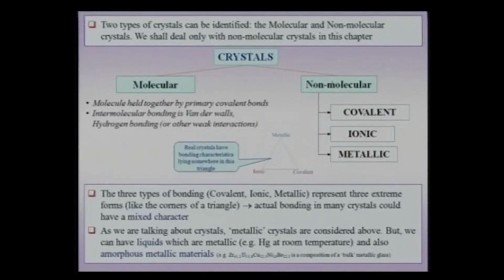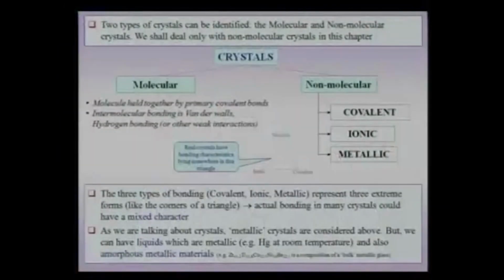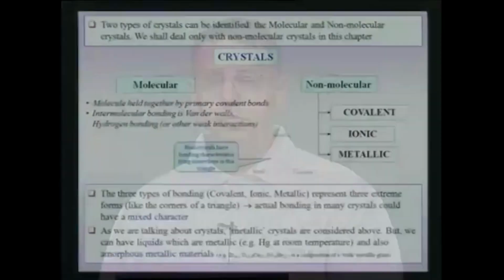If you look at the bonding of non-molecular crystals, they could be predominantly covalent, ionic or metallic, and we have to remember that there are, of course, examples wherein the bonding is almost truly metallic, but in general real crystals could have a bonding character which lies somewhere in the triangle of metallic, ionic, covalent. In other words, these three bonding characteristics, covalent, ionic, metallic, represent extreme forms, and actual bonding in crystals could have a mixed character, and we will take up some examples of this later on in the chapter.